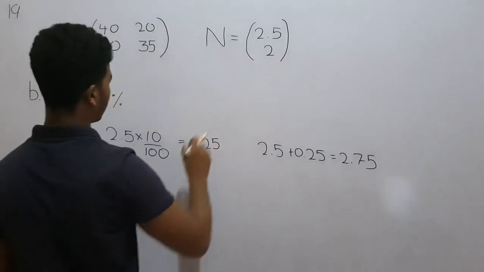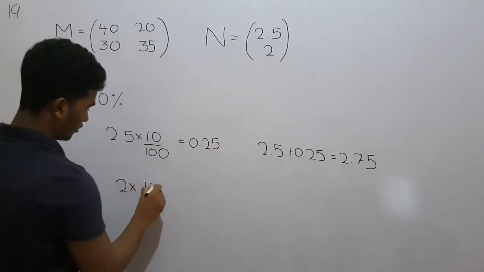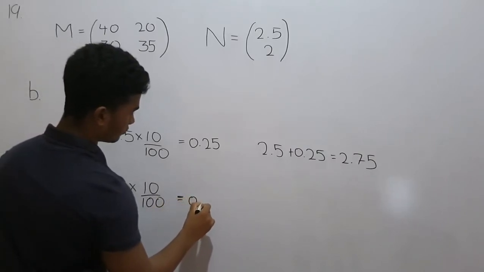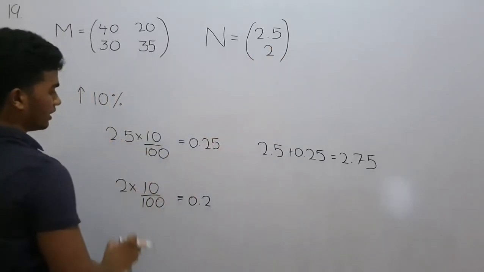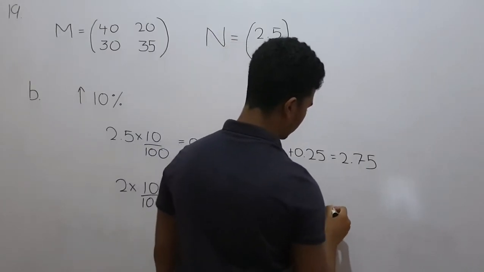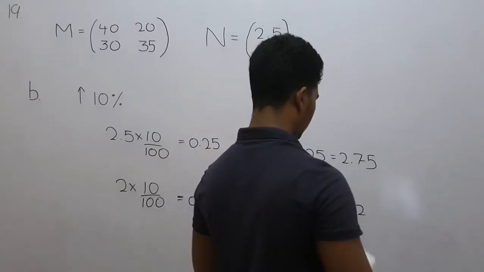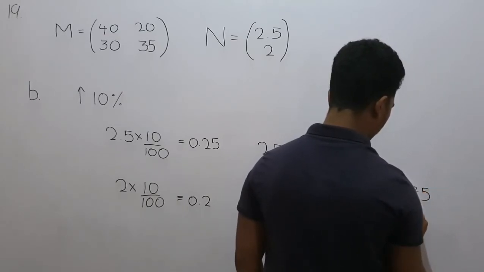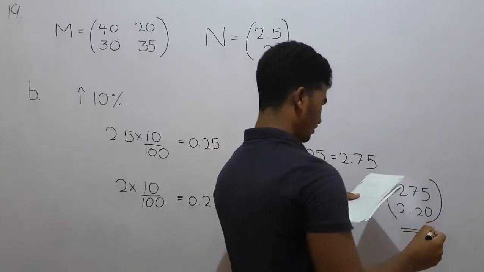Now for the children's ticket, 2 times 10 over 100 is 0.2. The actual price was 2, plus the 10% increase of 0.2. 2 plus 0.2 is 2.2. So the final matrix is 2.75 and 2.2. This is the matrix P.